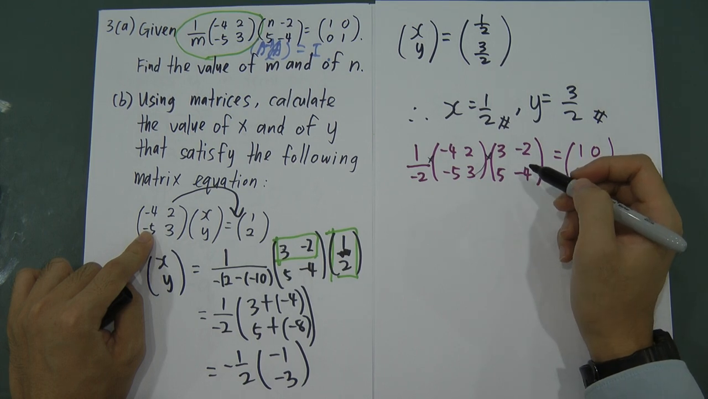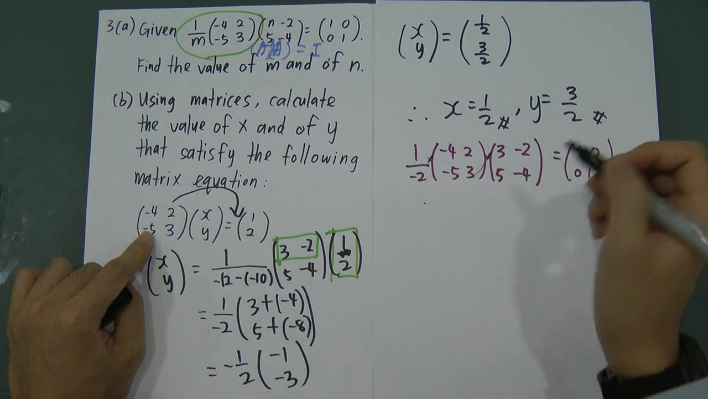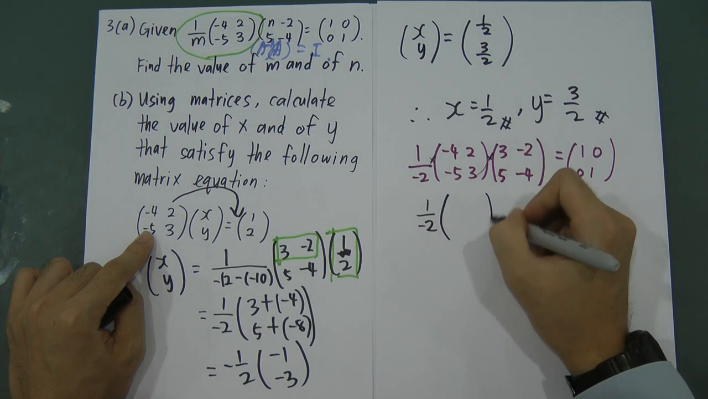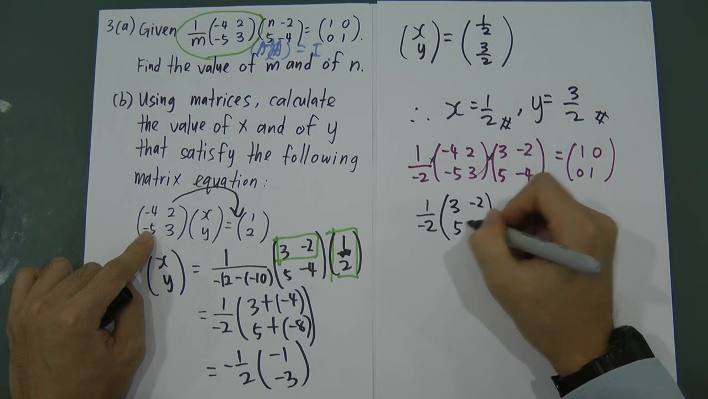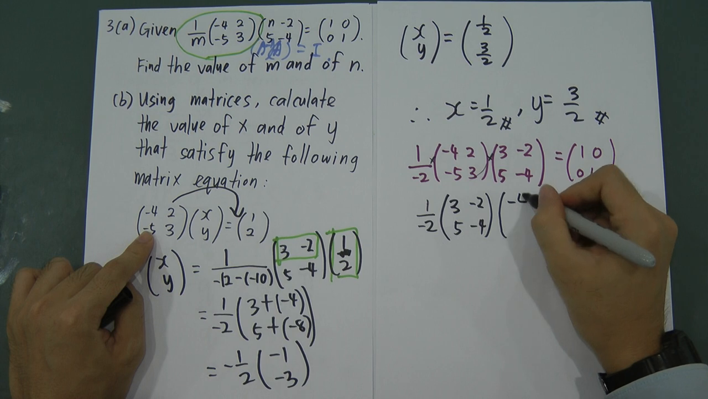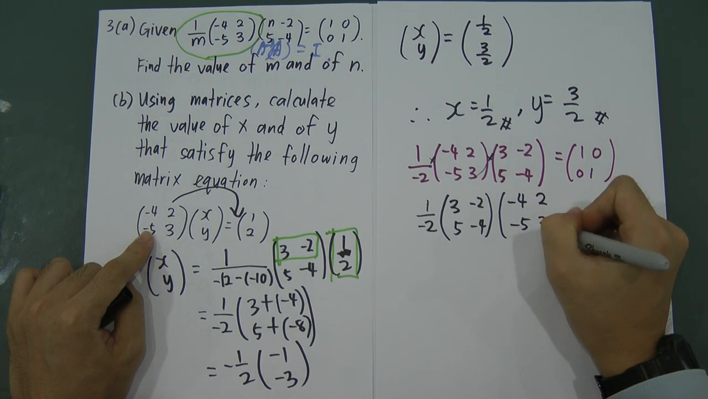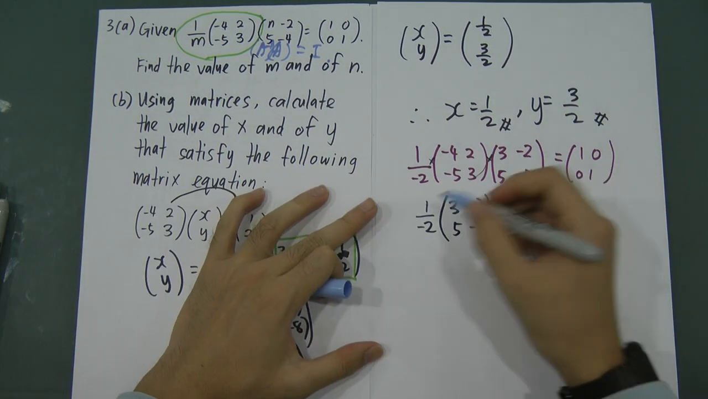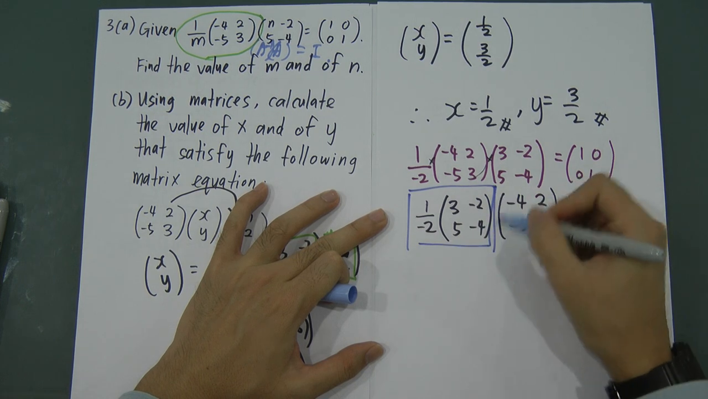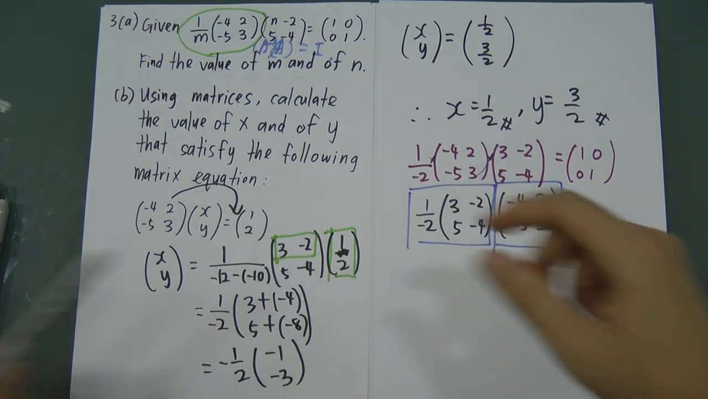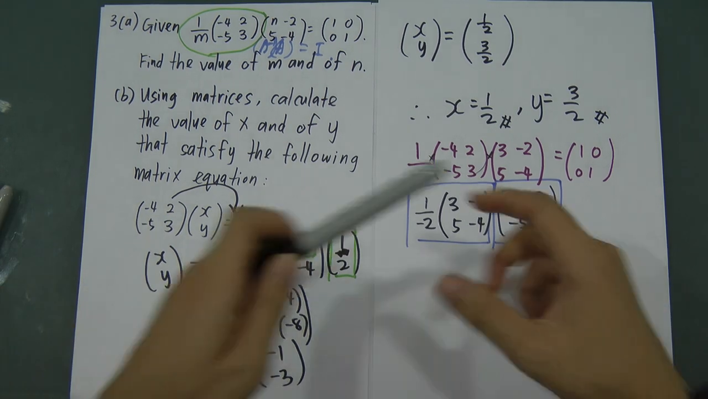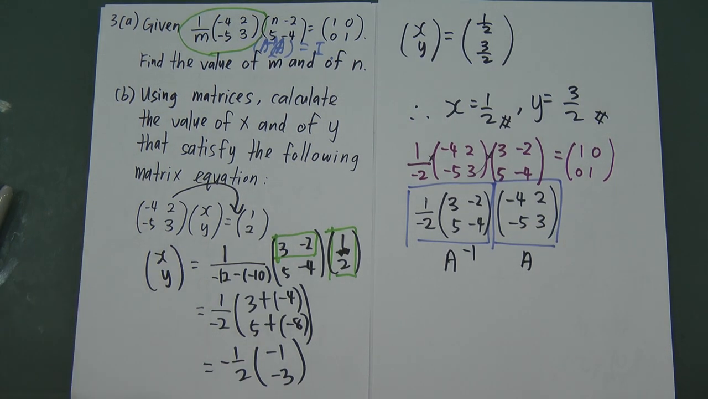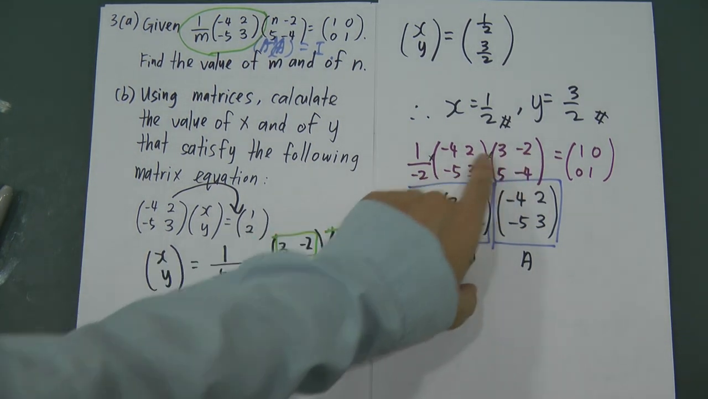So what I'm trying to say is, if I do like this, 1 over negative 2, and move this matrix in front. 3, negative 2, 5, negative 4, and this is 2, 3, negative 5, 3. Okay, from here I hope you see something. From here, this one becomes the inverse matrix. This one becomes the matrix. Because in this question he gives you this one. So if this is A, this one will be A inverse. So I just change place for these two matrices.